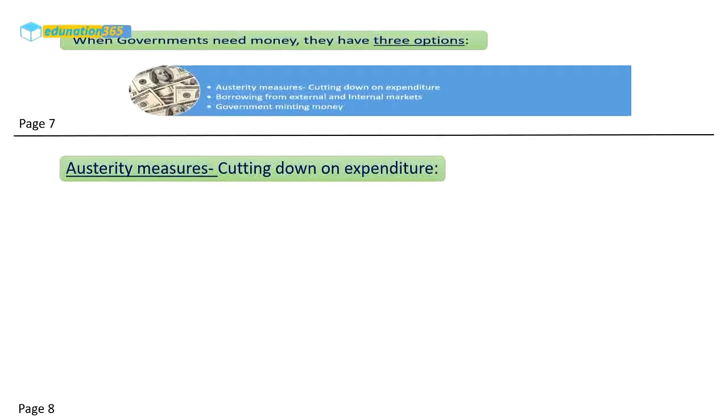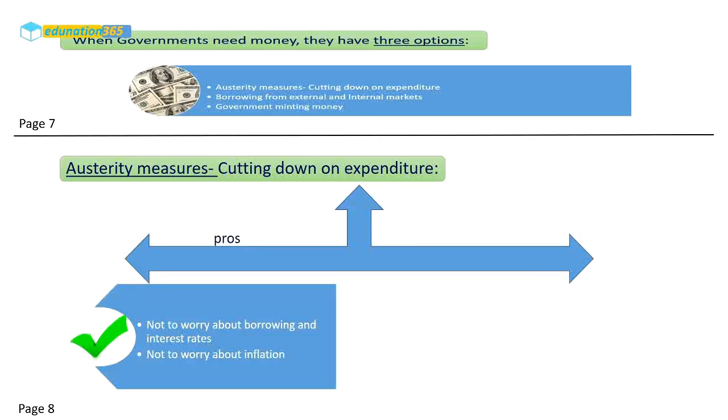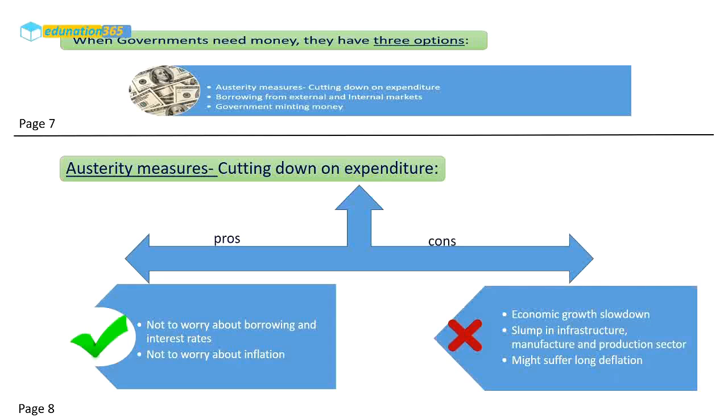Now that we have three options, let's look into their advantages over one another. Firstly, austerity measures, cutting down on expenditure. What are the advantages? Not having to worry about borrowing, interest rates, or inflation. And what are the disadvantages? Economic growth slowdown, a slump in infrastructure, the manufacturing and production sector might suffer, and long deflation.